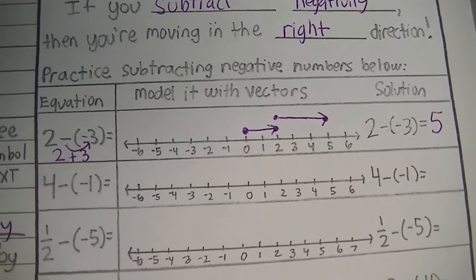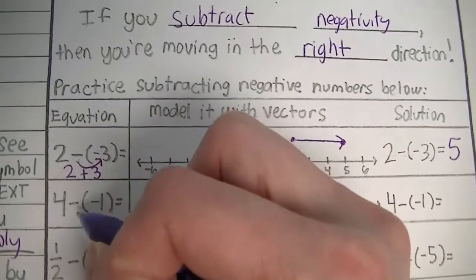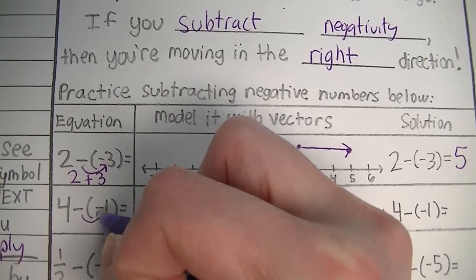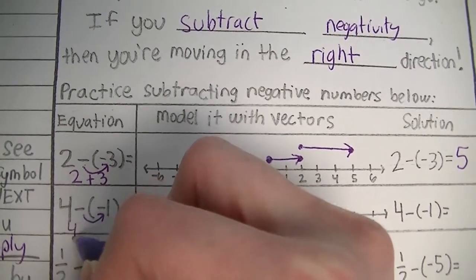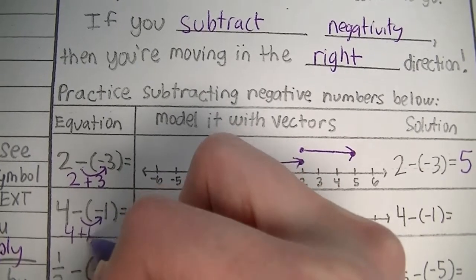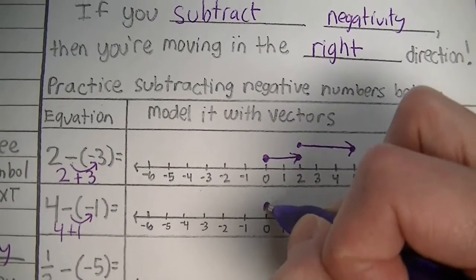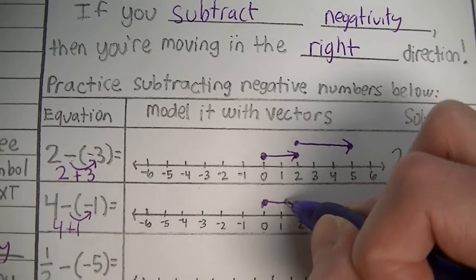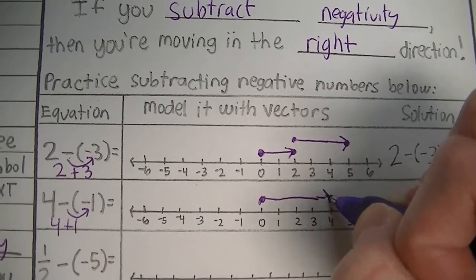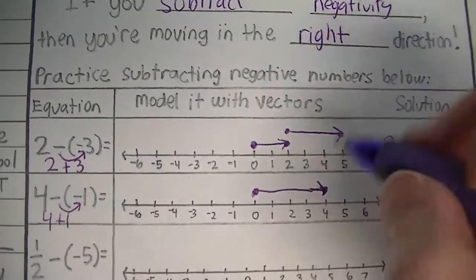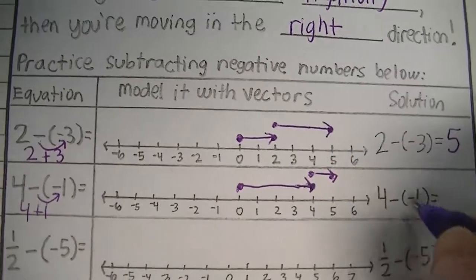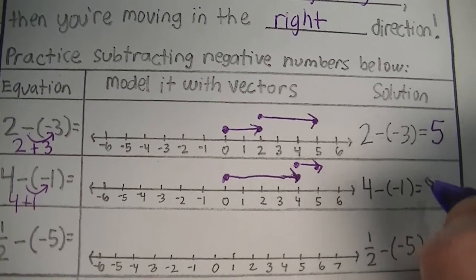Okay, the next problem. Oh, look, you have parentheses, and you have a symbol directly outside of it, so we're going to distribute it. Negative times a negative is a positive, so 4 plus 1. So my vector would go from 0 to 4. Sorry, my lines aren't very straight. That one's really bad. And we're going to go to the right 1 more unit. So 4 minus a negative 1 is 5.